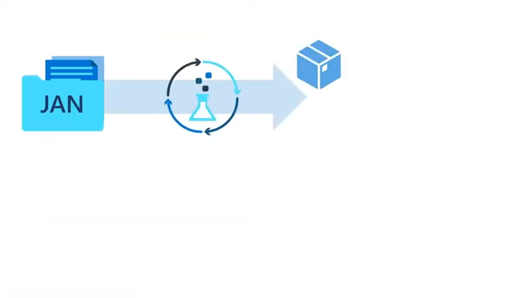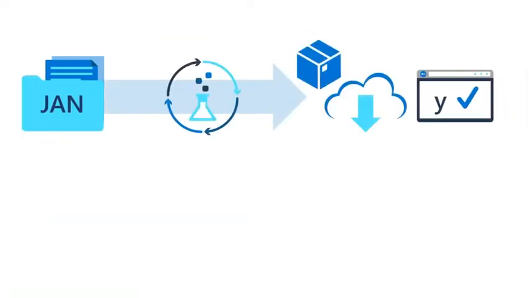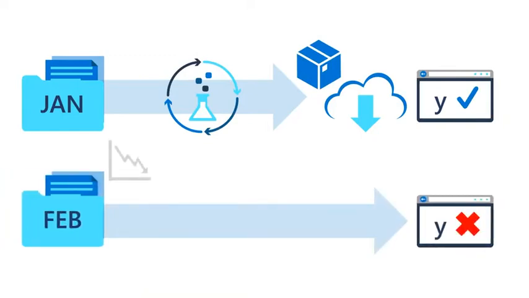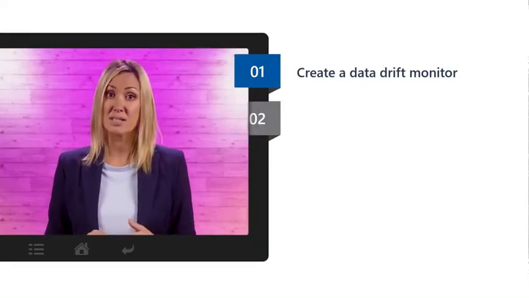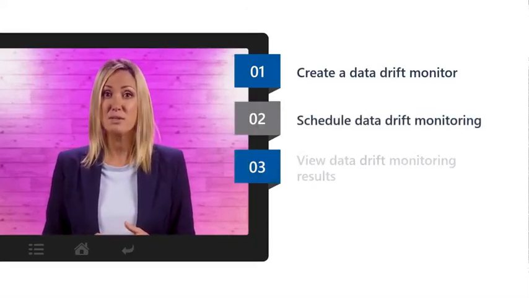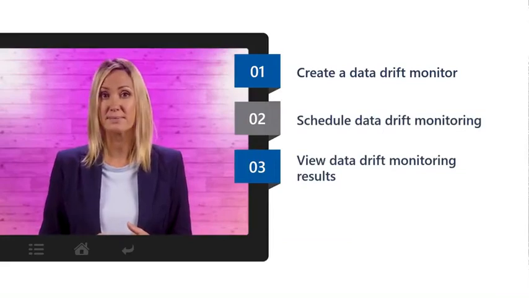This change in data profiles between training and inferencing is known as data drift, and it can be a significant issue for predictive models used in production. It is therefore important to be able to monitor data drift over time and retrain models as required to maintain predictive accuracy. In this lesson, you will learn how to create a data drift monitor, schedule data drift monitoring, and view data drift monitoring results.